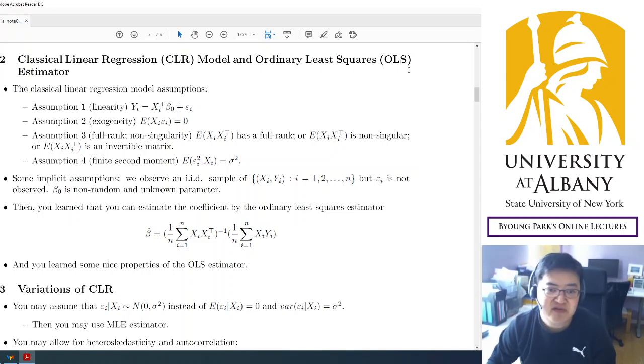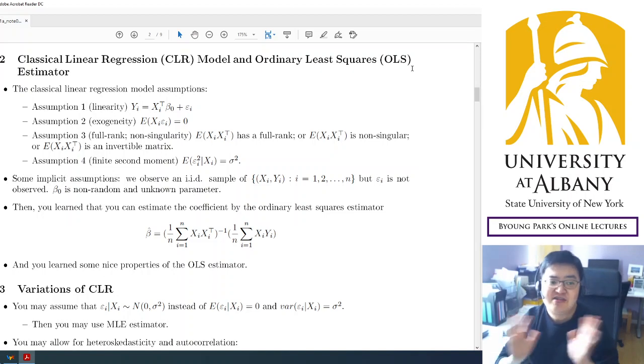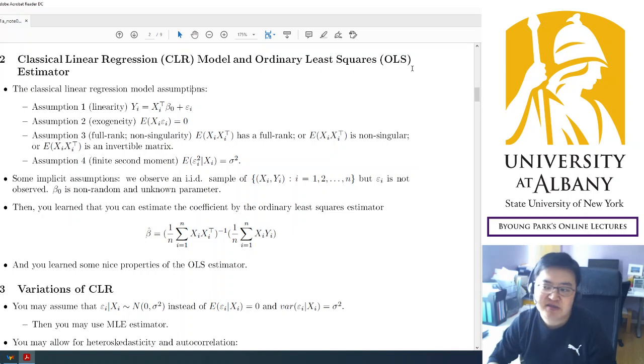Rigorously, they are different, but in most cases, they are used interchangeably, which is not exactly correct. So let me explain. Let me start with the assumptions. The classical linear regression model consists of these assumptions. Typically, the four assumptions are discussed. Often, some variations of them are considered, but basically, the implications are the same.